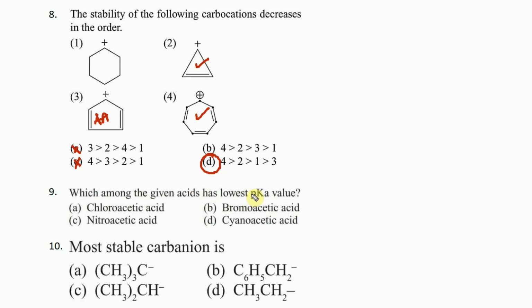Which among the given acids has the lowest pKa value? Lowest pKa means most acidic, correct? Most acidic would be nitroacetic acid.